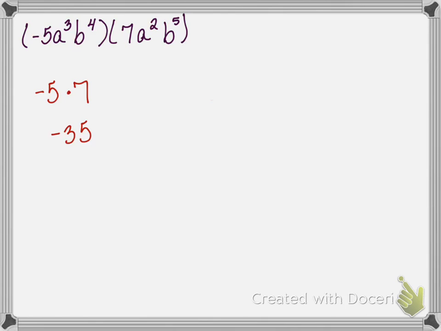The next thing that I'm going to look at are my a's. So I have a to the third times a squared, and that is a to the fifth. Good. Then I have b to the fourth times b to the fifth, and that is going to give me b to the ninth.